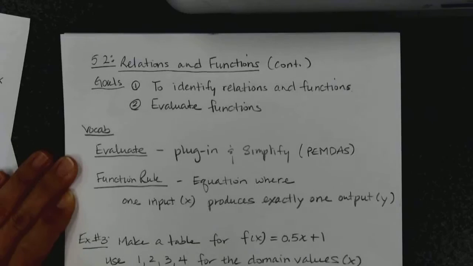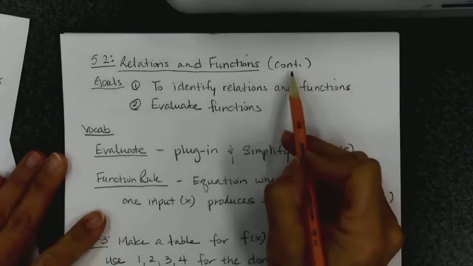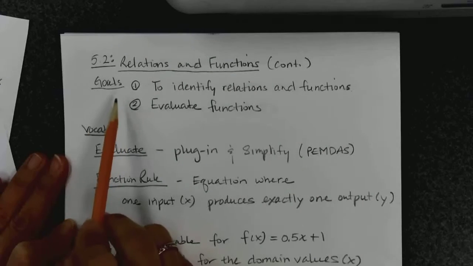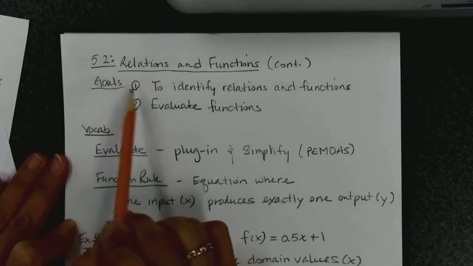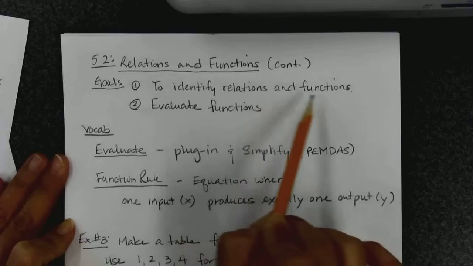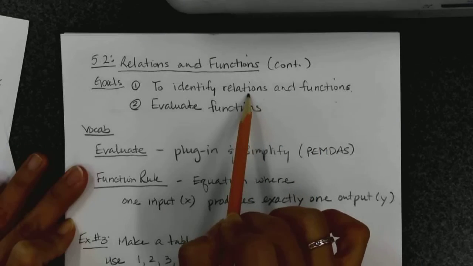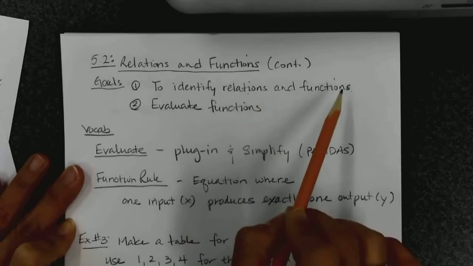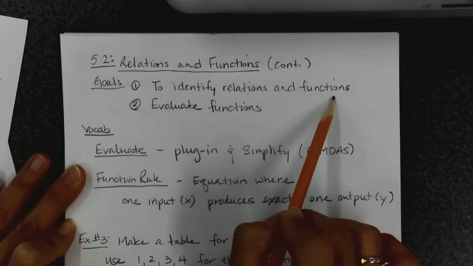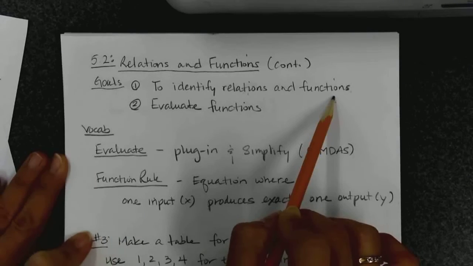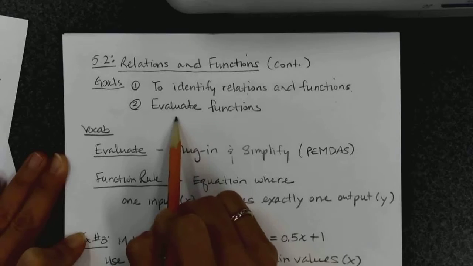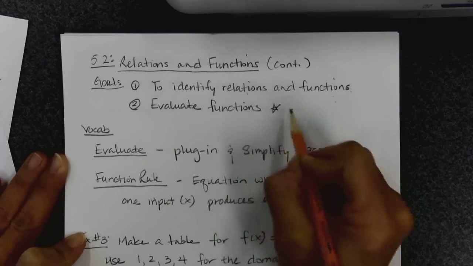In the second half of section 5.2, relations and functions, we're going to continue meeting our goals. On Friday, in the previous lesson, our goal was to identify relations and functions. For the given relation, which is a set of ordered pairs, we had to determine whether it was a function or not. For it to be a function, you have to have exactly one output for every input. Today, what we're going to do is evaluate functions, and this is your goal for today.